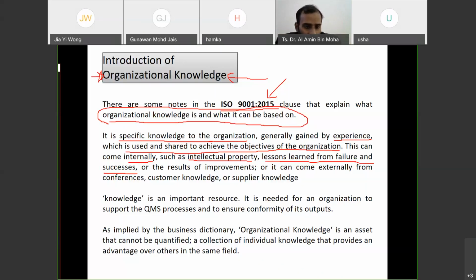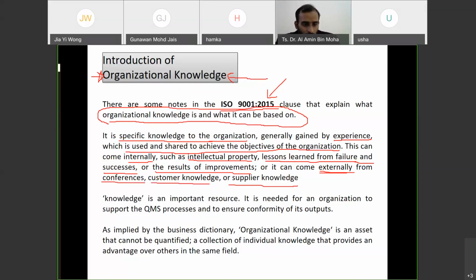Or the results of improvements, or it can come externally. So lessons learned from failure, success, results or improvement, and many things that happen in our company that we take as quality improvement, as new knowledge. That's internally, right? Many things happen internally. Okay, and there is some that can come externally. So what are the methods? Usually when you go to conferences, you get feedback from customer knowledge or supplier knowledge. So you gain their experience, other people's experience. Okay.